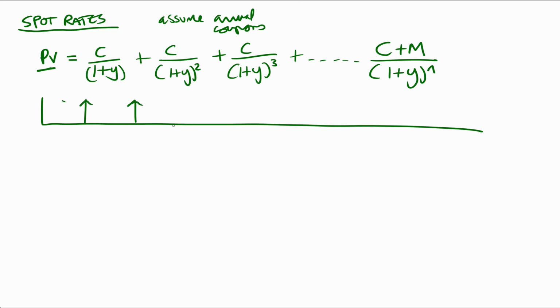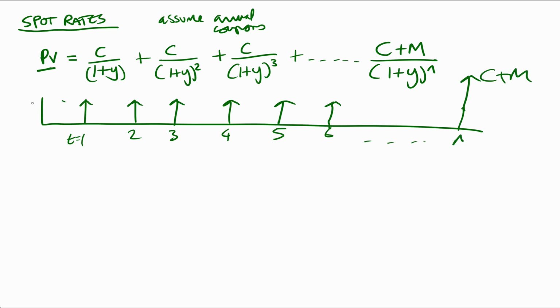So we've got t equals 1 year, 2 years, 3 years, 4 years, 5 years, etc., 6 years, all the way up to n years, right? And then the final cash flow is a bit more, C plus M, and this is the amount of money that we get at that time. So each of these cash flows you can treat like a separate payment. After 1 year I'm getting the coupon, which is, let's say, $100,000.